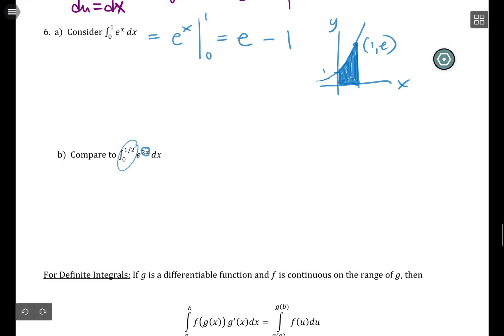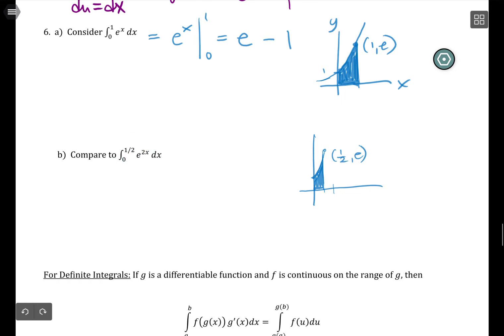We were going 0 to 1, now we're going 0 to 1/2. So it seems like, other than the fact that this is now skinnier, we should still go through 1, and now we should go through 1/2 e. There's definitely a relationship between the area I started with and the area I'm talking about now, but it did get scrunched a little.